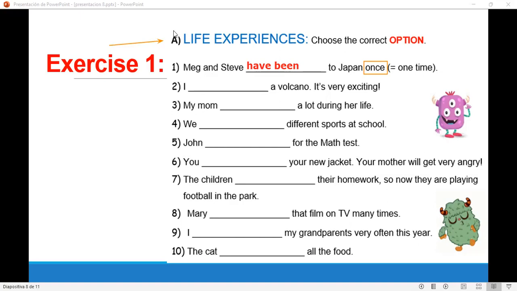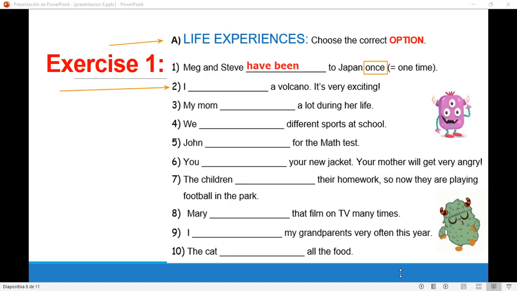Now, what about number 2? A volcano. It's very exciting. Very exciting. I have visited. Okay, you can say visited. I have gone. Okay, you can say I have gone.